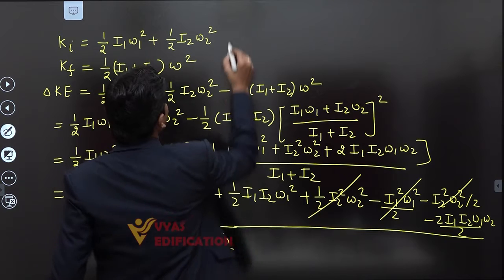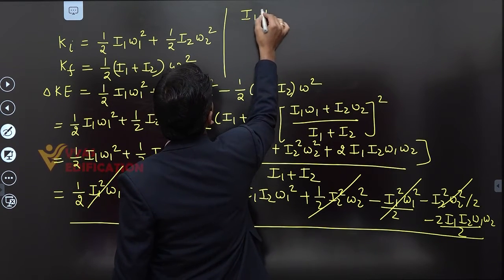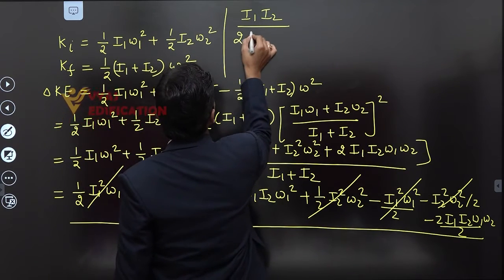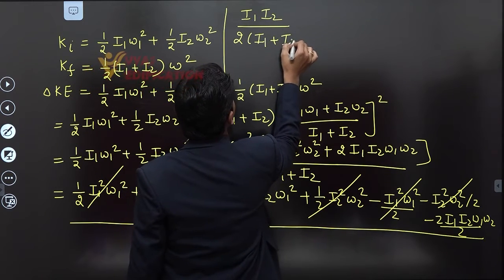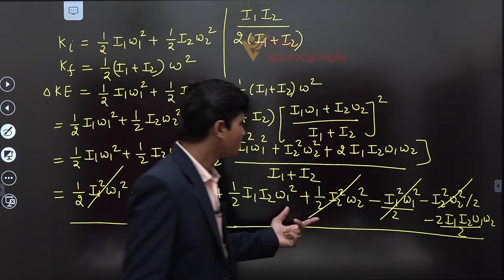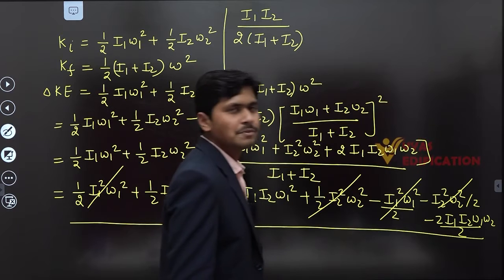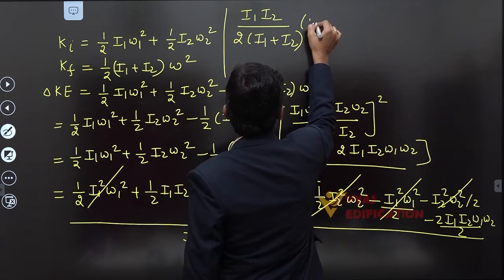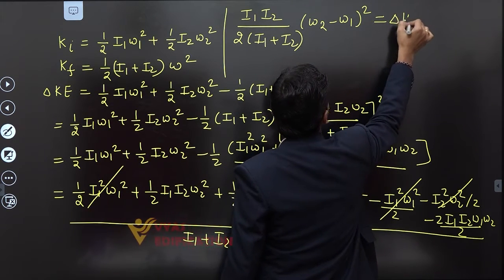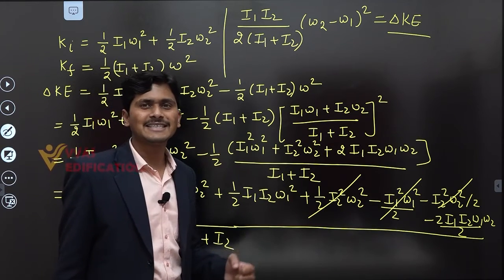So now concentrate here, I am writing here. So we can take common I1 I2 divided by, I am taking 2 times of I1 plus I2, clear. Now here we have omega 2 square plus omega 1 square, and here we are taking 1 by 2 outside, so minus 2 times omega 1 omega 2, clear. So I can write like this, this is omega 2 minus omega 1 whole square, clear. And my dear student, this is equal to what? This is the loss in kinetic energy, clear.